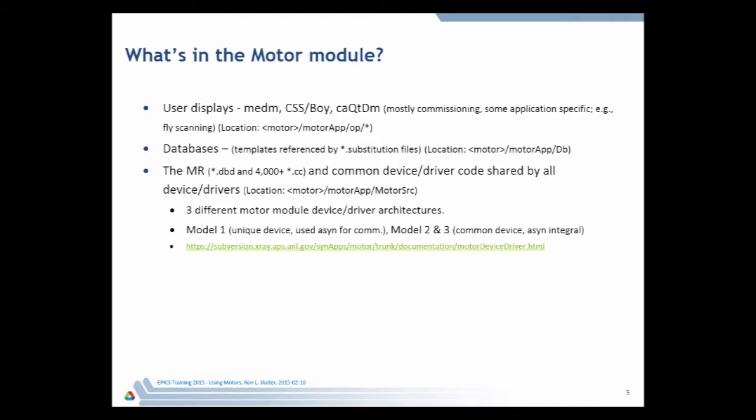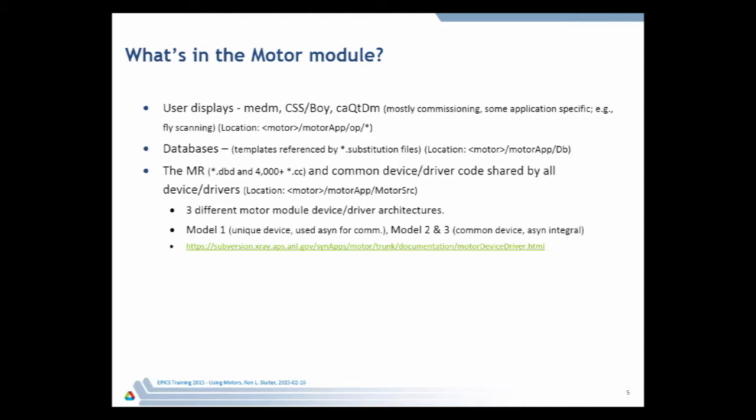Another characteristic is that in the Model 1 device driver architecture, the device support actually did the translation from motor commands into controller-specific commands. In Model 2 and 3, that translation from motor commands to the controller is done at a lower level in the driver itself. Model 2 was an earlier version of what we call ASIN motor. ASIN motor is the architecture that has ASIN as an integral part of the device driver architecture, and Model 2 was an earlier version of that.